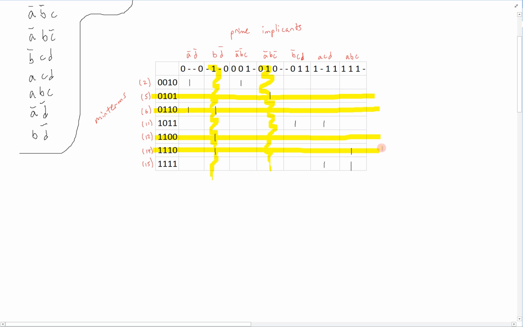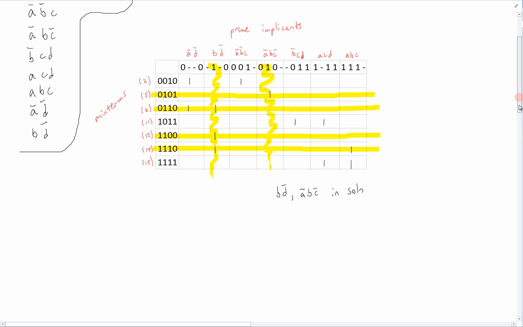And we know that we have to include these terms in our solution. So we know that we have b d bar and a bar b c bar in our solution. Okay, so now we can redraw our table, our much simplified table, which will look like this.